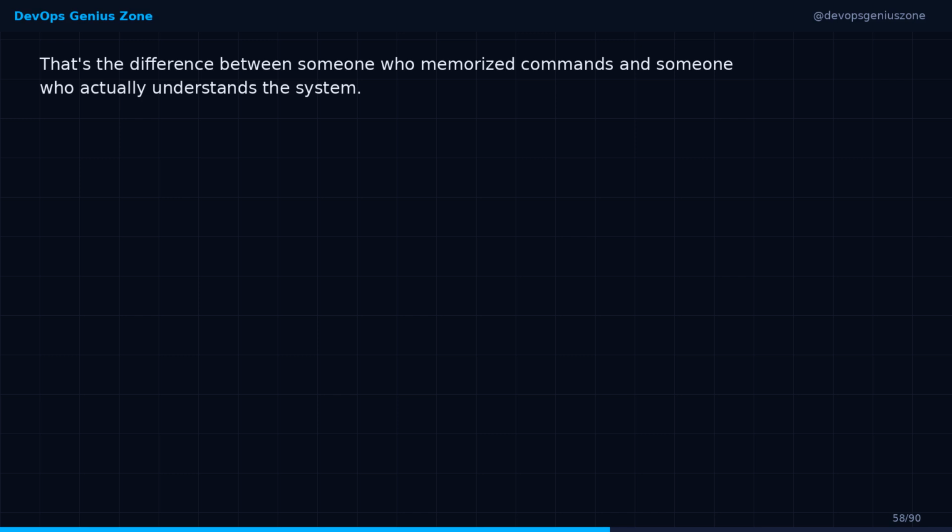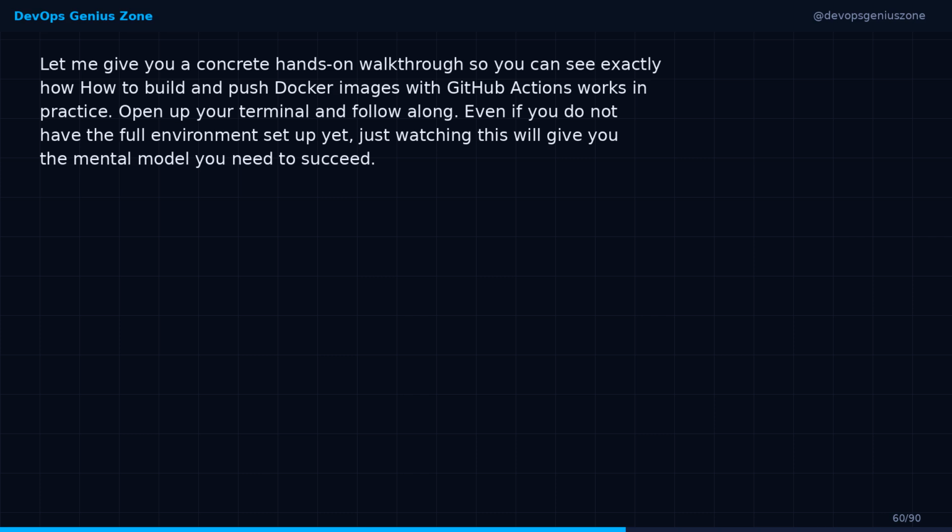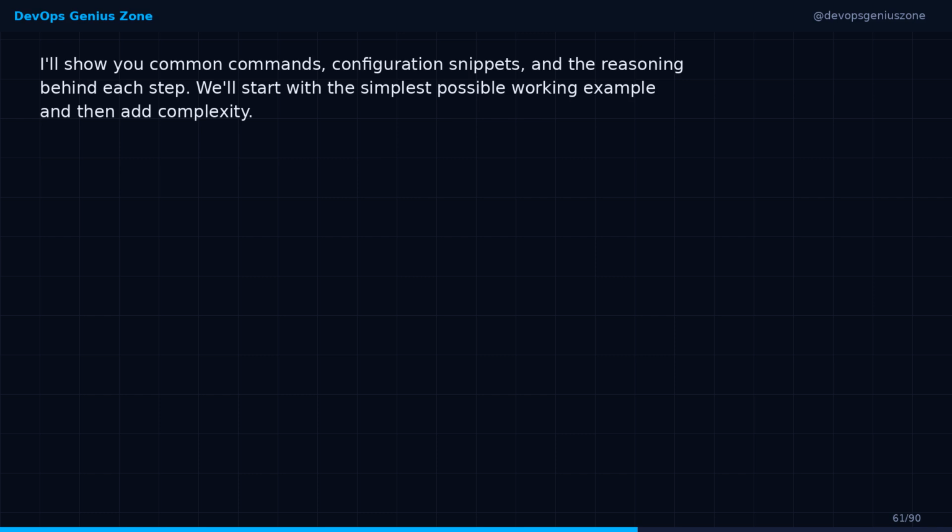Let me give you a concrete hands-on walkthrough so you can see exactly how to build and push Docker images with GitHub Actions works in practice. Open up your terminal and follow along. Even if you do not have the full environment set up yet, just watching this will give you the mental model you need to succeed. I'll show you common commands, configuration snippets, and the reasoning behind each step. We'll start with the simplest possible working example and then add complexity.